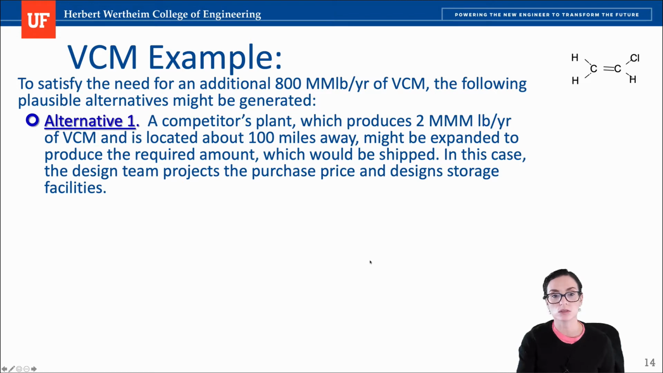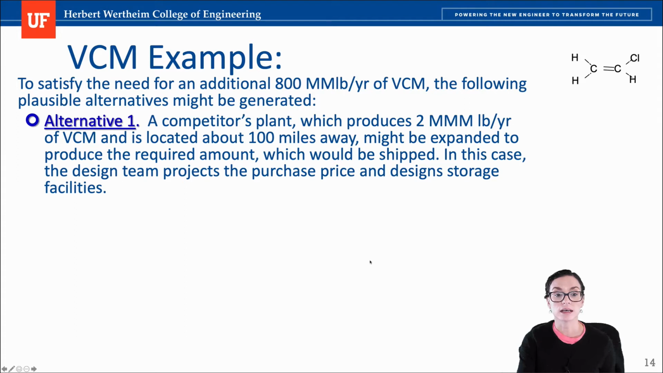So I have access to the scope of work. They tell us that potentially we can get a competitor's plant which produces this amount of the vinyl chloride monomer and is located about 100 miles away. That might be expanded to produce the required amount that we need. So that's an alternative for us to produce and meet the demand that the scope of work has. This can be shipped to our plant.